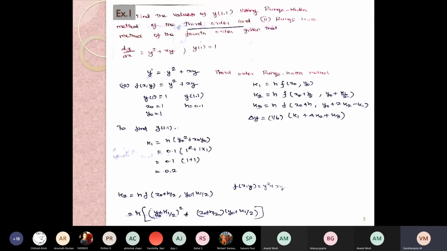Yes, we are applying the physical phenomena. y naught plus k1 by 2 the whole square plus h into y naught plus k1 by 2 the whole square plus x naught plus h by 2 into y naught plus k1 by 2.